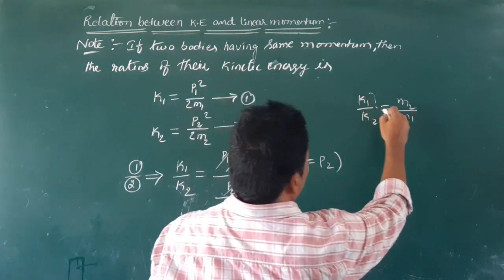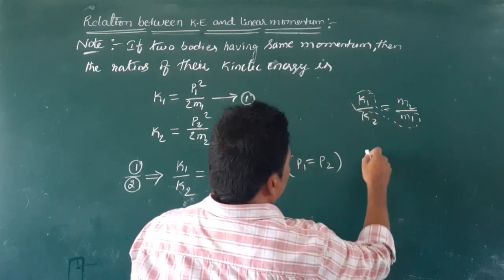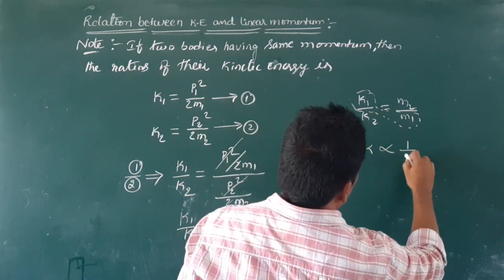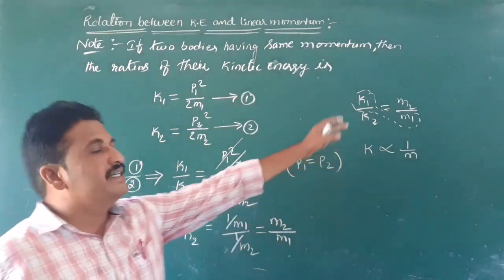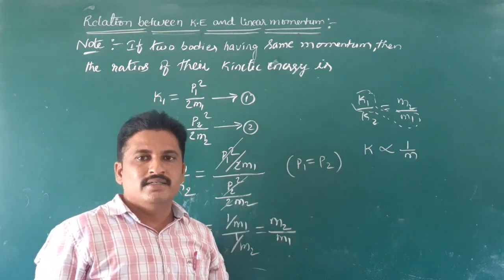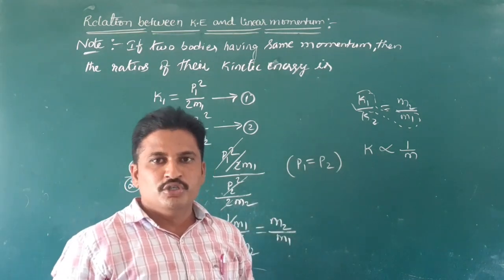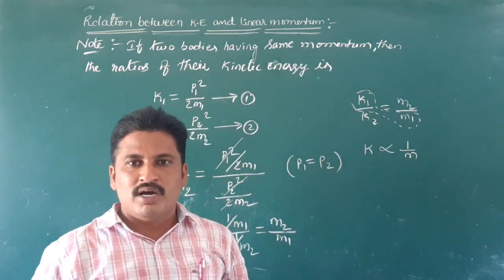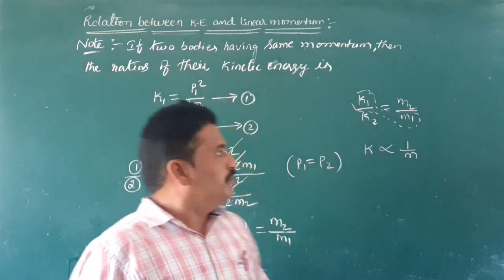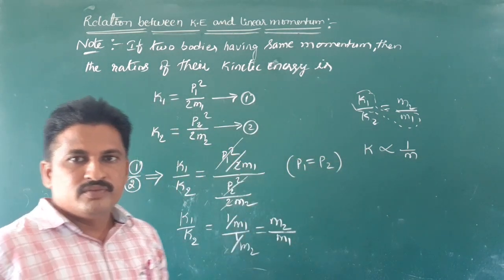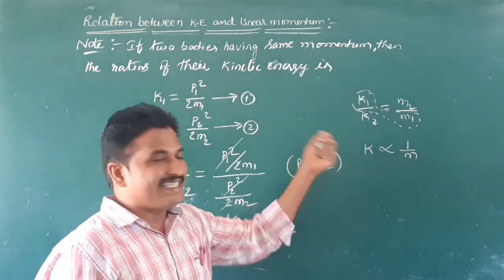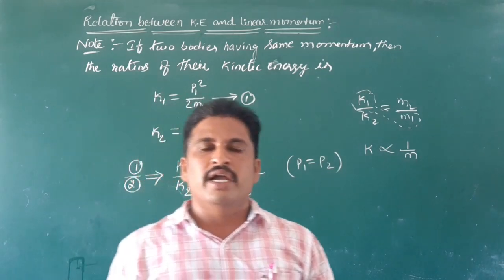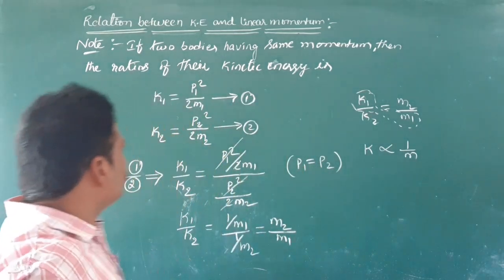See the relation here. Kinetic energy is inversely proportional to the mass, students. After getting this relation, we consider that kinetic energy is inversely proportional to mass. That means, of these two bodies, the one having more mass has less kinetic energy based on this expression. Which object of these two has less mass, that one has more kinetic energy, students. Next.